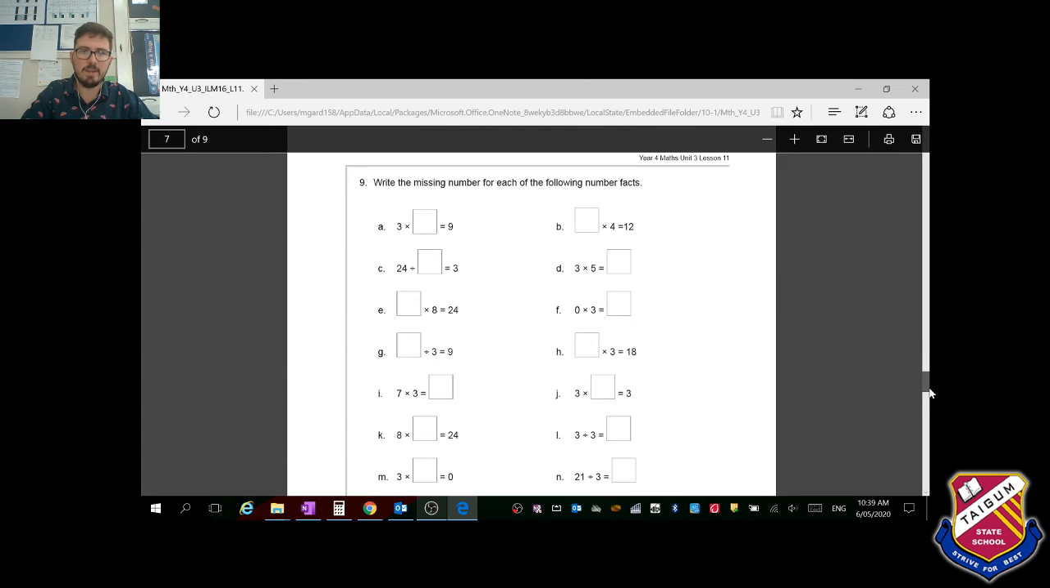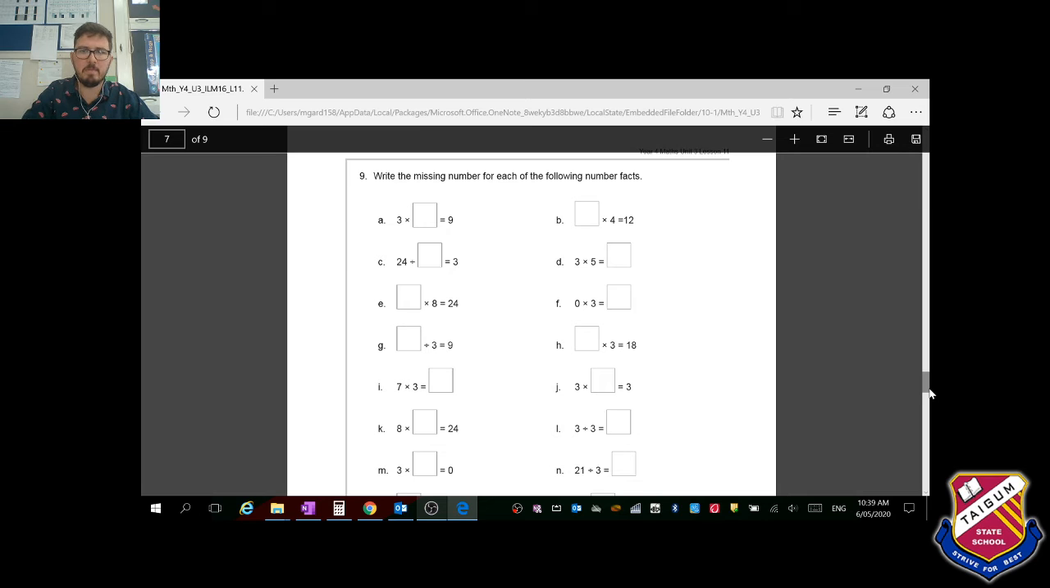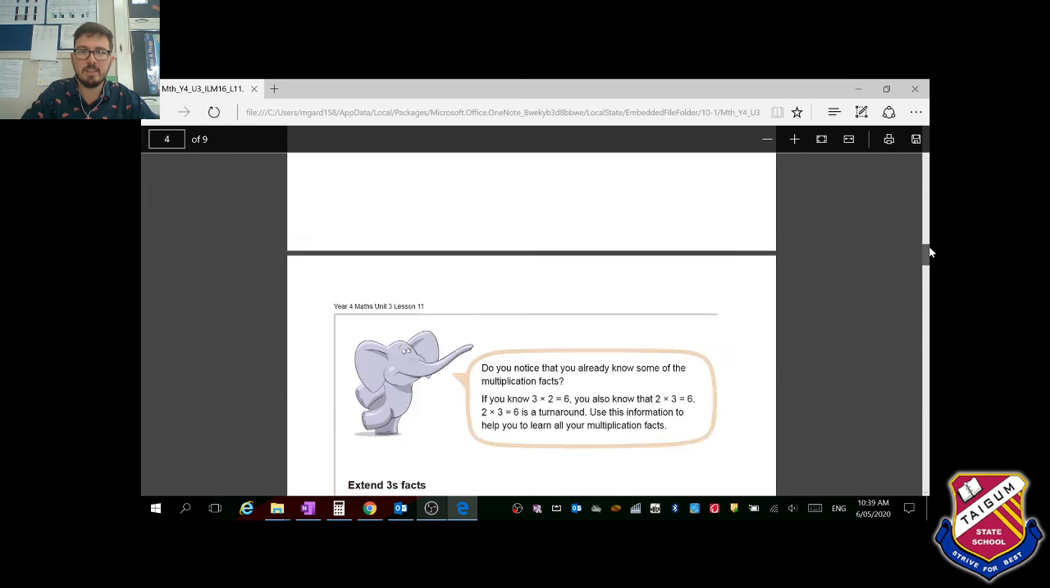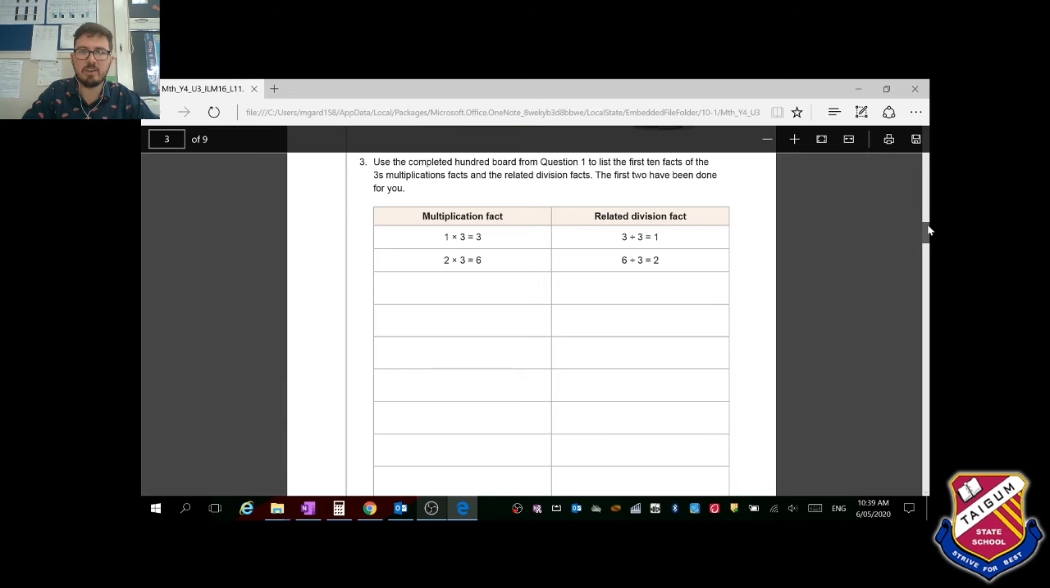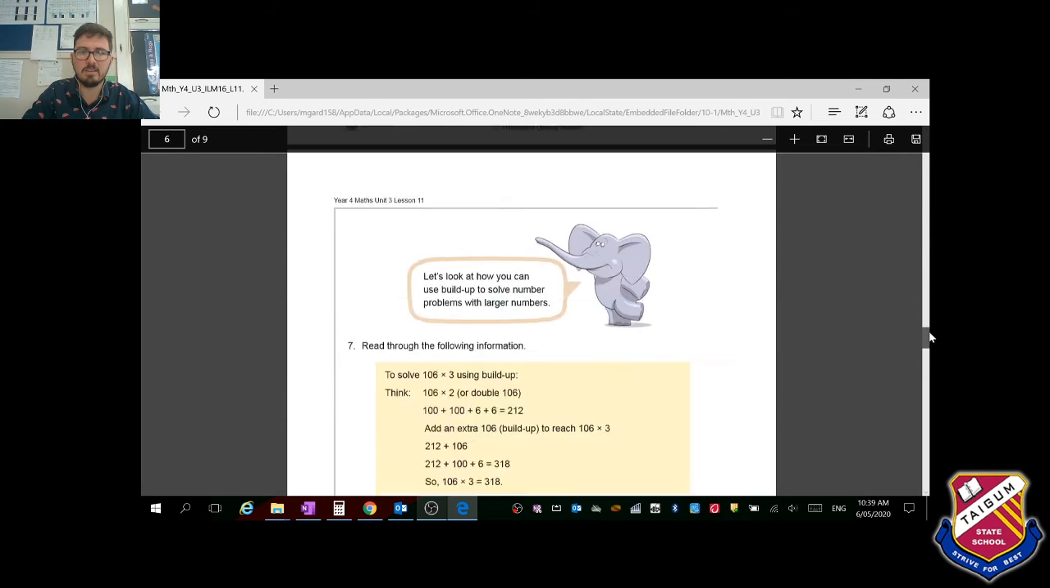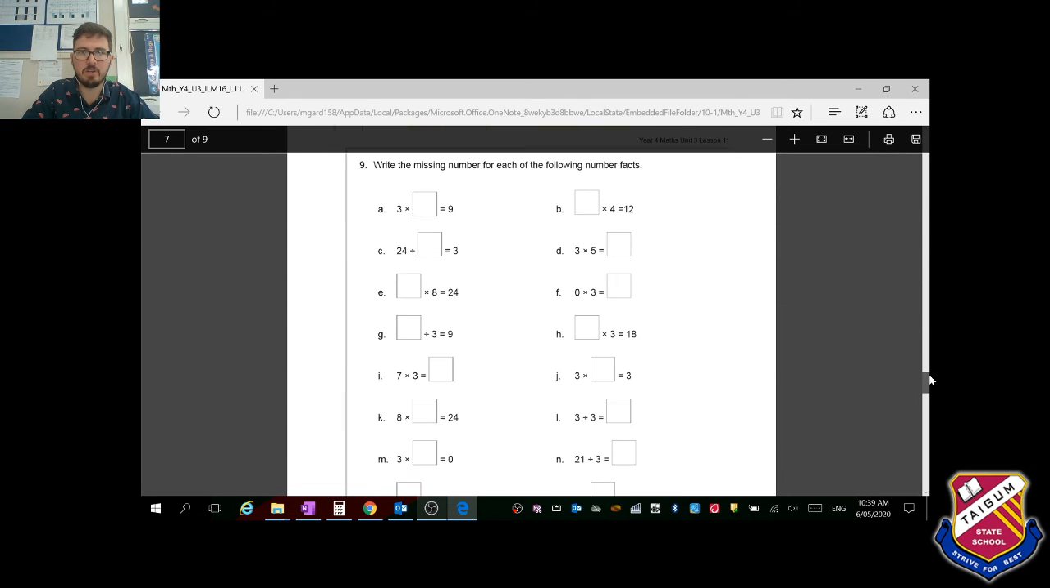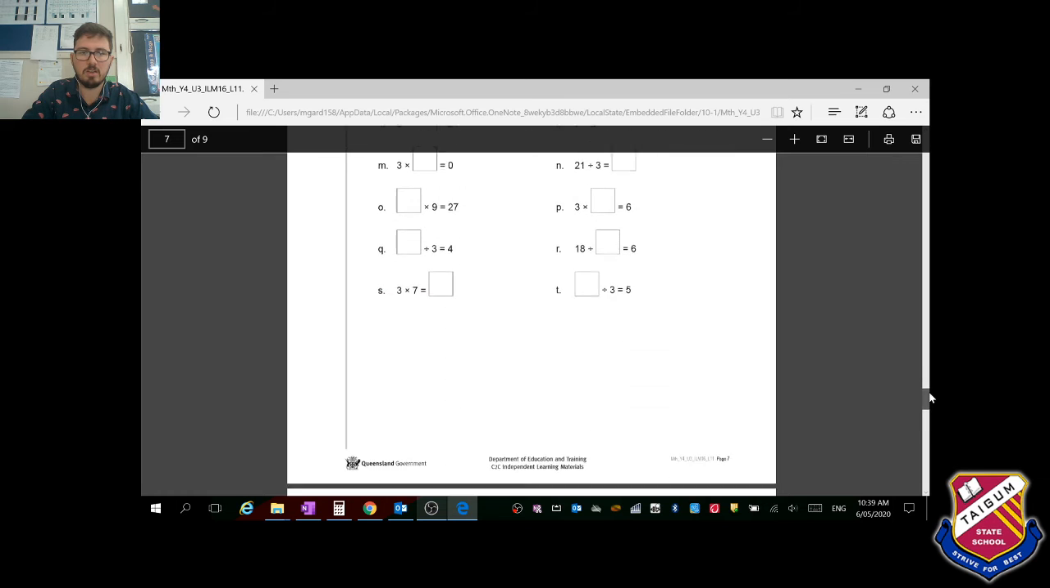Now here we go. Write the missing number for each of the number facts. Okay? So 3 times what gives me 9. All right? So work through number 9. You can use this to check your answers. Okay? Pause the video and work through number 9.